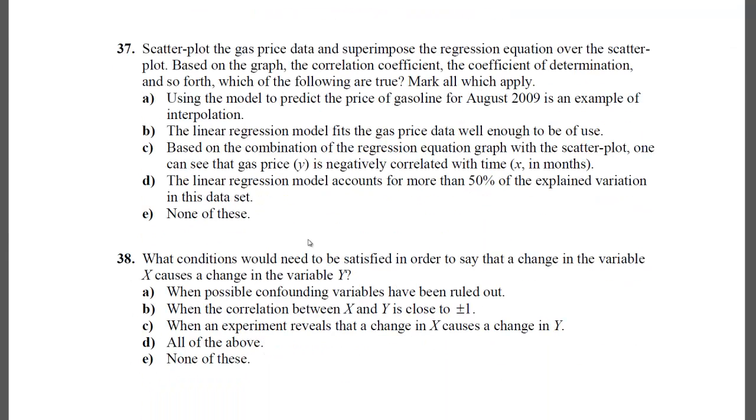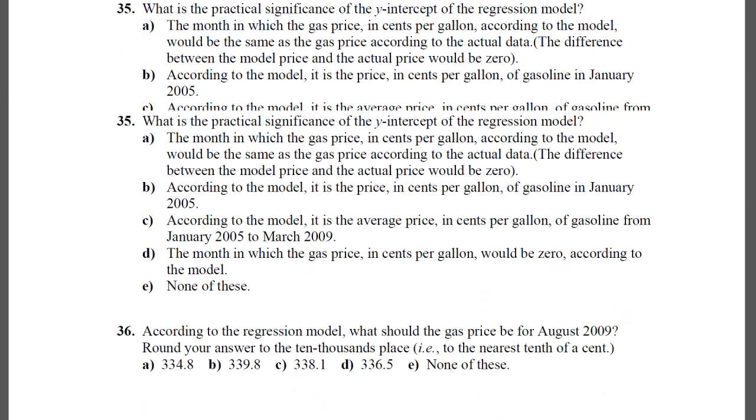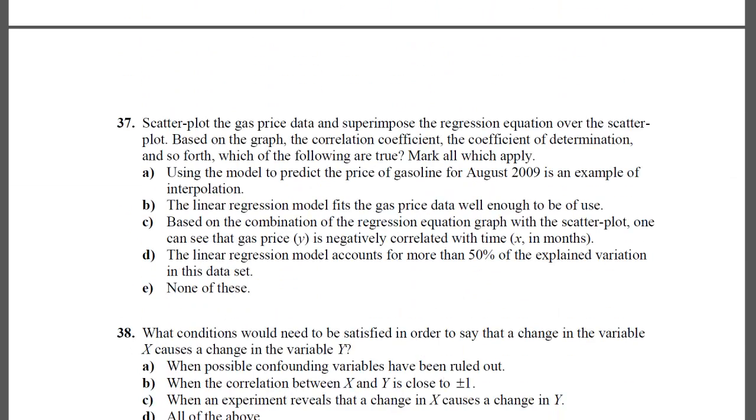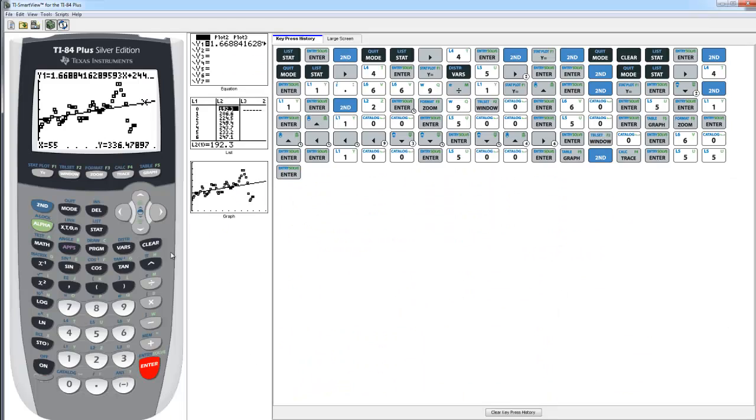Letter B says the linear regression model fits the gas price data well enough to be of use. I would disagree with that as well. We probably would want to look at the calculator to see that. Let's go back and take a look here. I was going to go back and run the equation again to show you the correlation coefficient, which was low.